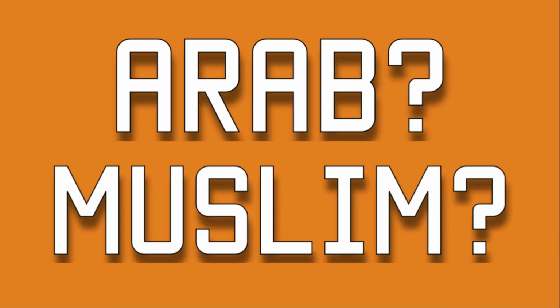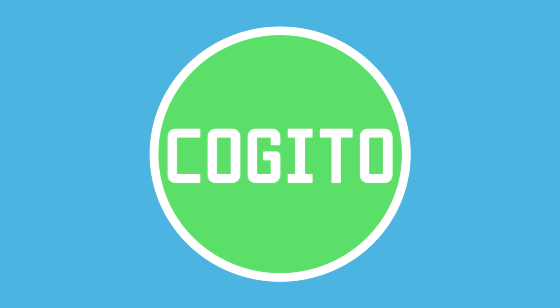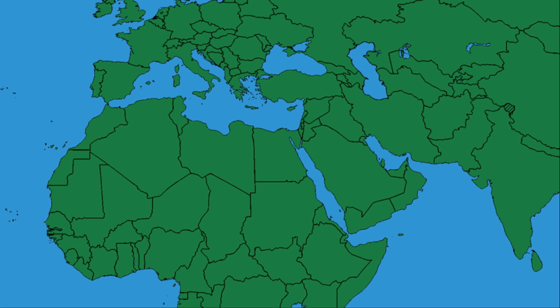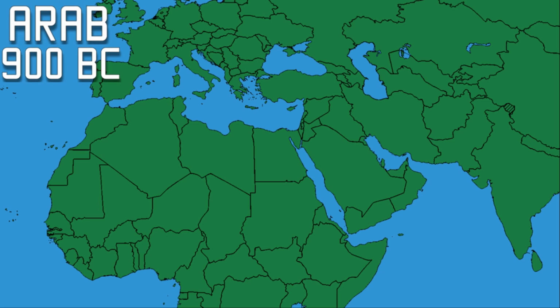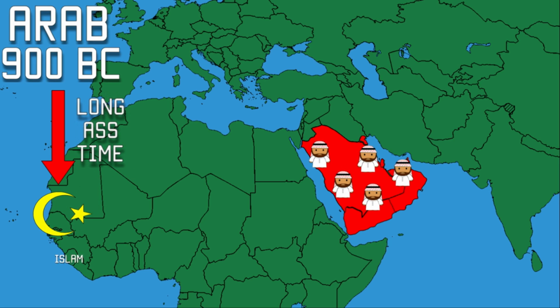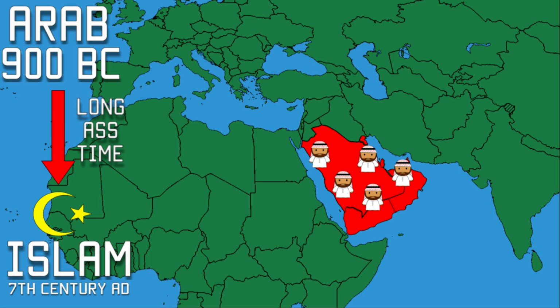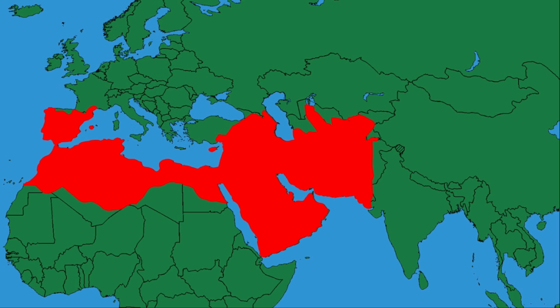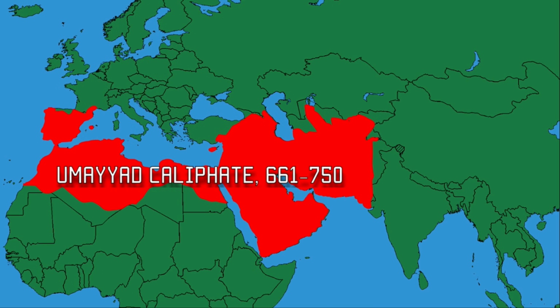So what do Arab and Muslim mean? Let's find out. Arab is an ancient term, much older than Muslim. It was first used in the 9th century BC, and it was used to refer to the Semitic people that inhabited the Arabian Peninsula. The Arab identity evolved long before Islam arrived. There were Christian Arab kingdoms and even Jewish Arab tribes. The Arabs spread out from the Arabian Peninsula under the Rashidun, Umayyad and Abbasid Islamic caliphates, creating one of the largest empires on earth, spreading all the way from France to China.